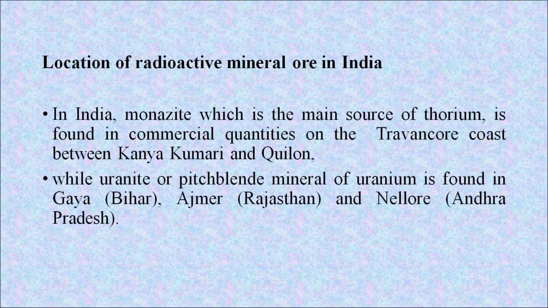Location of radioactive mineral ores in India. In India, monazite, which is the main source of thorium, is found in commercial quantities on the Travancore coast between Kanyakumari and Quilon, while uranite or pitchblende, the material of uranium, is found in Gaya in Bihar, Ajmer district in Rajasthan, and Nellore in Andhra Pradesh. So, this is all about non-renewable energy resources.